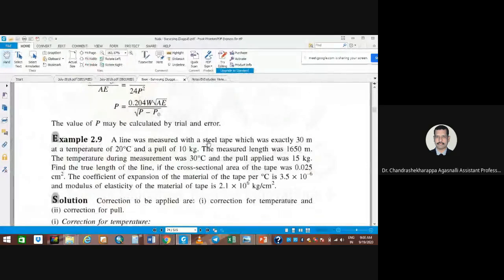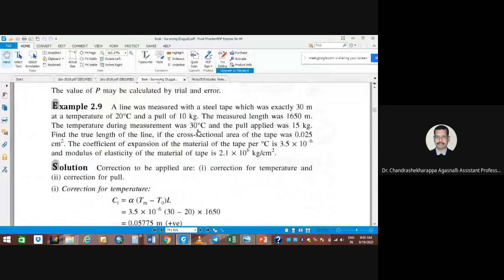Okay, this is another one which is related to temperature. A line was measured with a steel tape, which was exactly 30 meters at a temperature of 20 degrees centigrade and a pull of 10 kg.